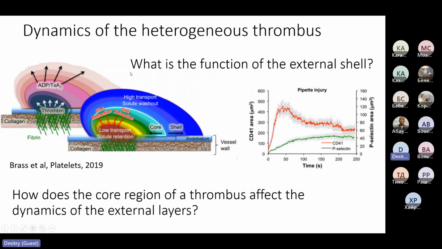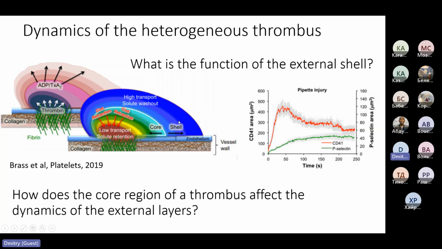Another important question is what is the function of this shell? Why do we need the shell at all? It's not clear either, because using some pharmaceuticals we can get rid of the shell, but still the core forms and polymerization of fibrin occurs within the core.